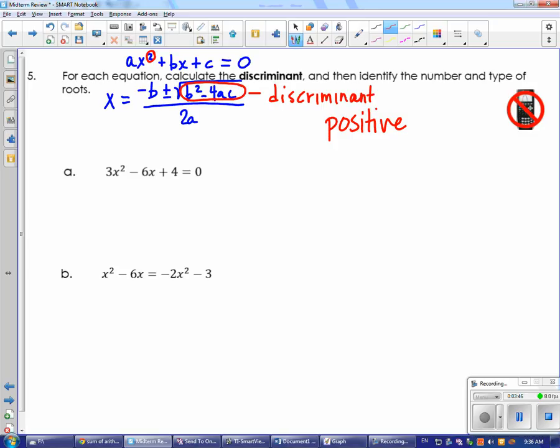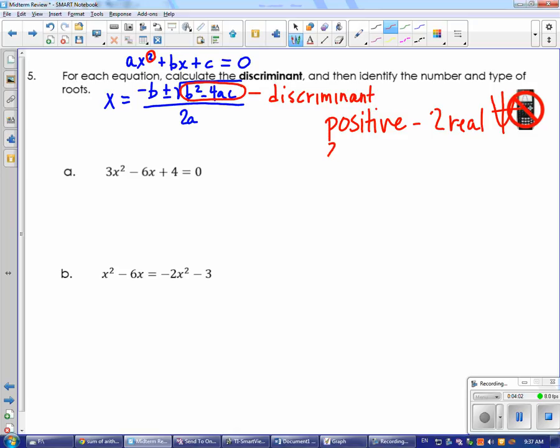If the discriminant is positive, that means that there are 2 real roots. And what that means is there's going to be 2 x-intercepts on the graph. So if I were graphing the function, it's going to cross the x-axis twice.